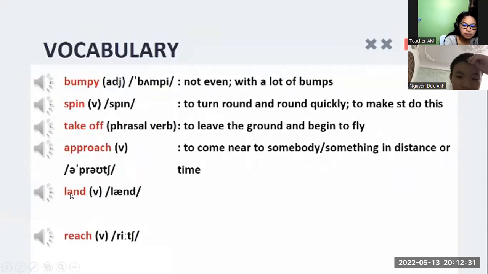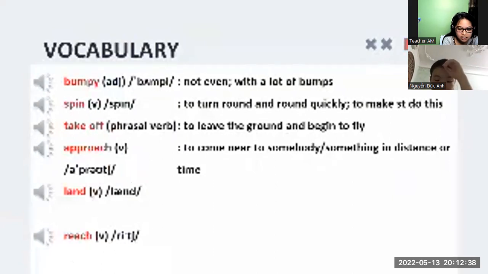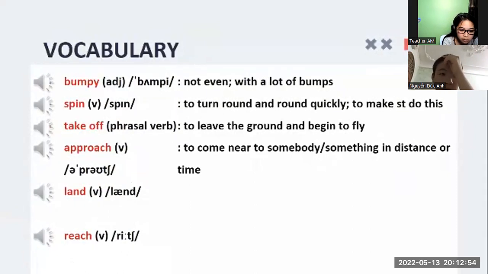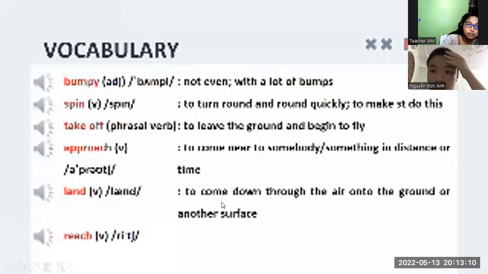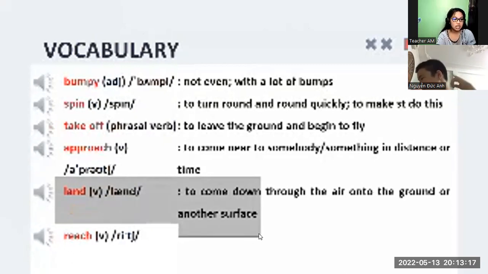Next we have land. Okay, so what is the meaning of land? Ground which is owned by somebody. Okay, yes. But when you say to land, that is a verb. This means to come down through the air onto the ground or another surface. So this is the opposite of take off.